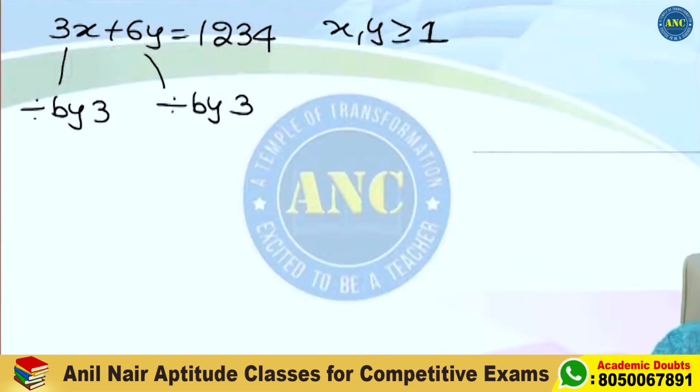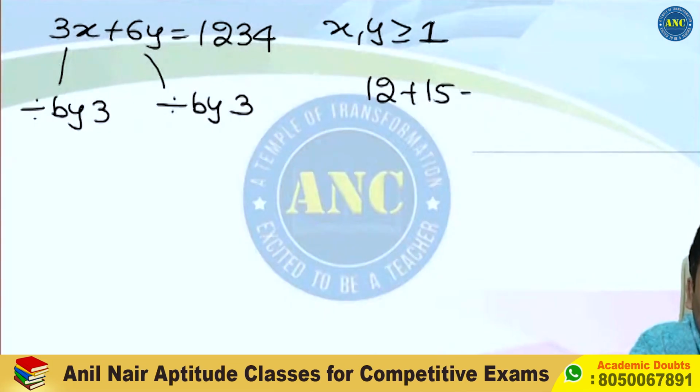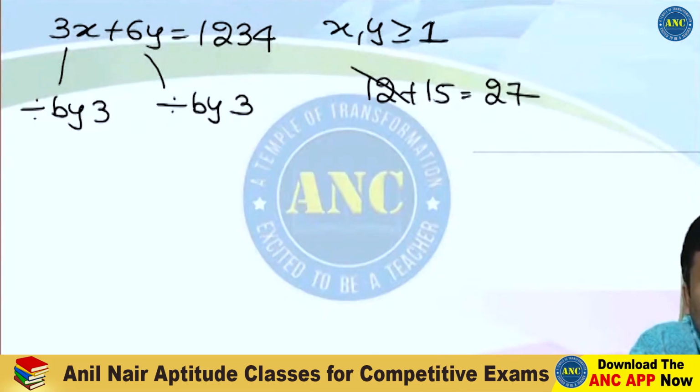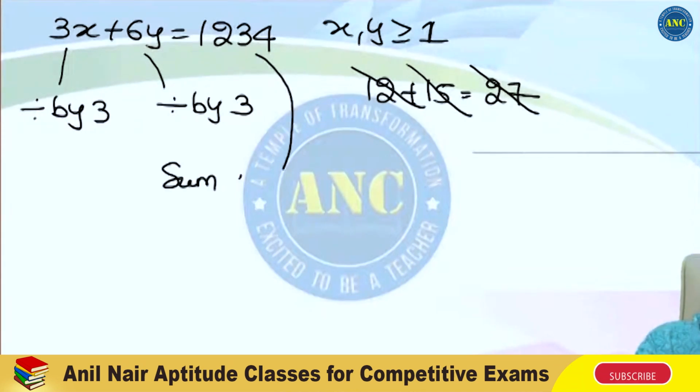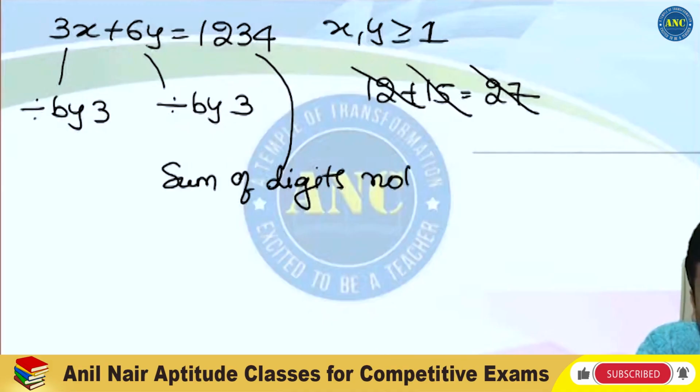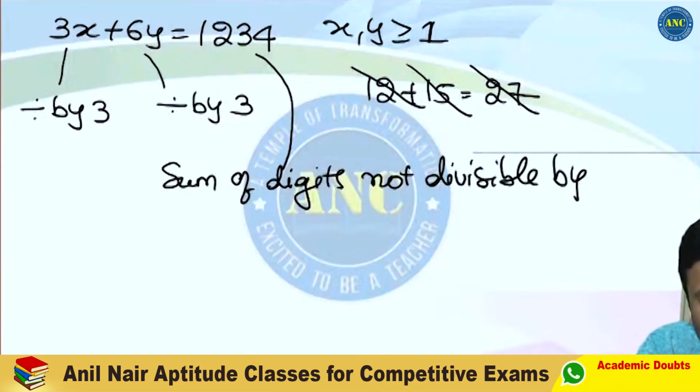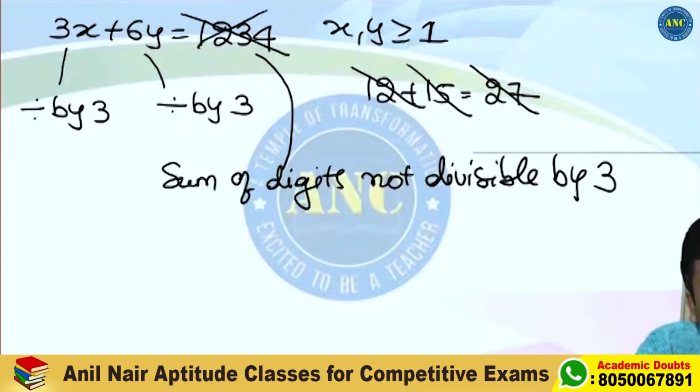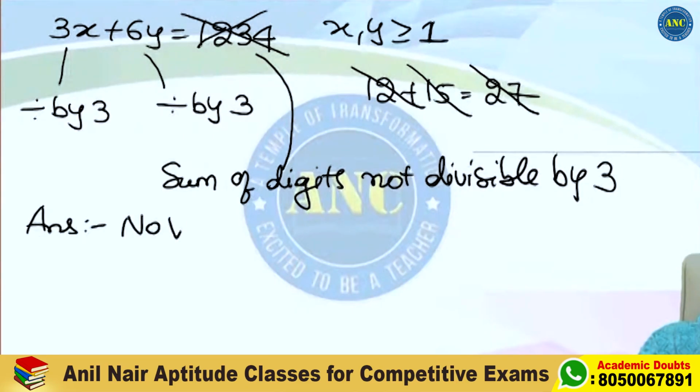If I add two numbers which are divisible by 3, 12 plus 15 is nothing but 27, divisible by 3. The answer should be divisible by 3. But 1, 2, 3, 4, the sum of the digits is not divisible by 3. So the answer is no value for x comma y.